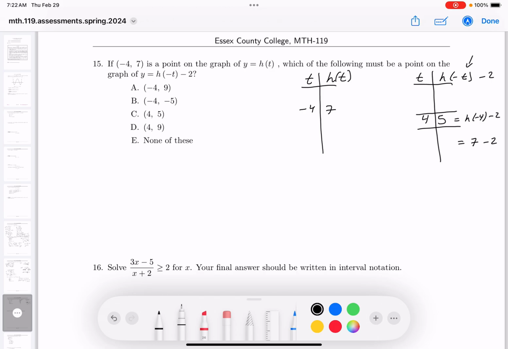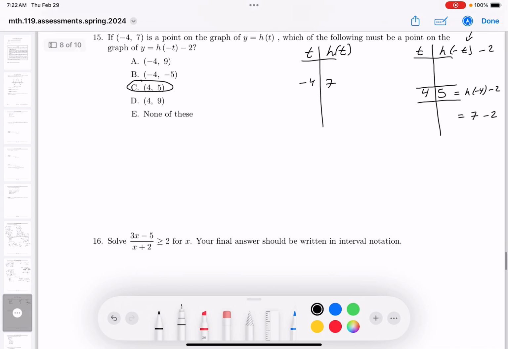So I'm looking around for the answer. Do I see it listed? And I do. It's C, 5. All right, let's go to the next one.